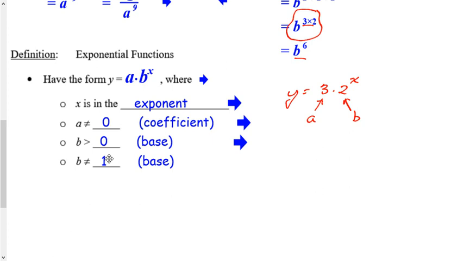If our b was less than 0, then we wouldn't get something that would be easy to graph or make use of, because it would bounce between positive and negative values. And if our b value is 1, then I'd have 1 to any exponent is still 1. So then I just have y equals a times 1, which is a horizontal line, not an exponential function. So exponential functions have to meet all of these conditions. Let's look at a few examples.